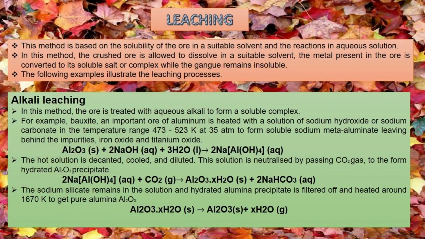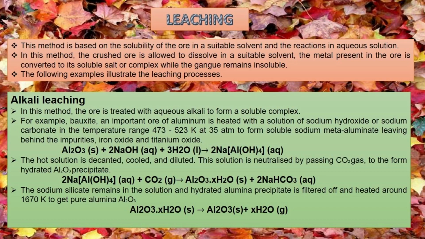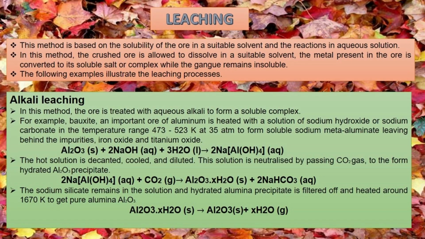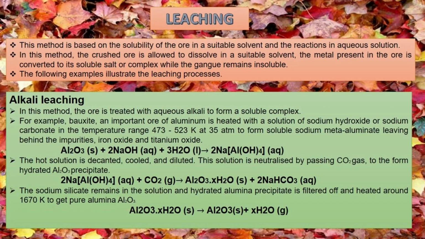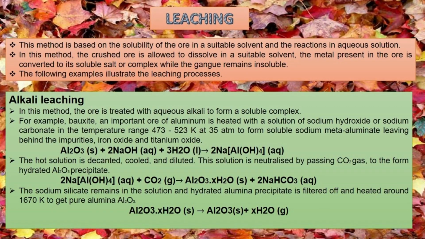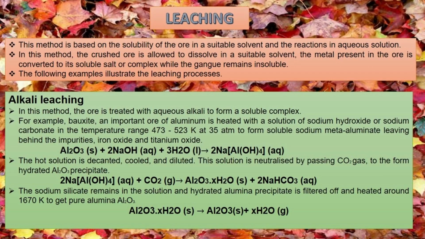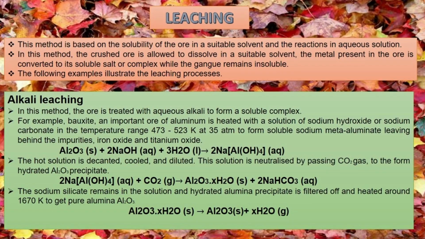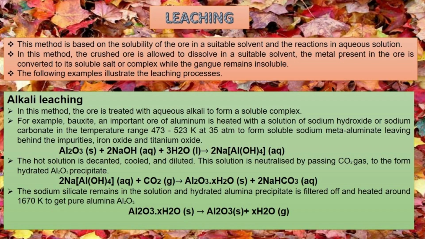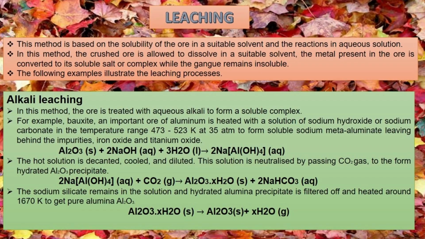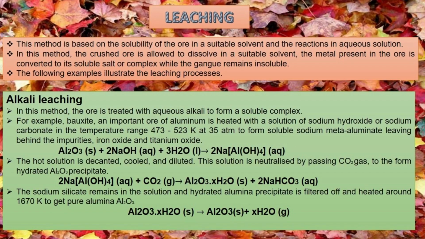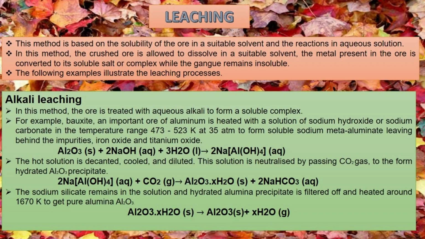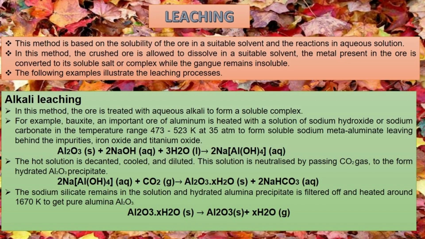The last method to concentrate ore in our syllabus is leaching. In this method, the powdered ore is dissolved in a suitable solvent. So the metal present in the ore will be converted to a soluble salt or complex, while the gangue particles will remain insoluble. Thus, the ore and the gangue particles can be separated. We are going to discuss two examples of the leaching process. One is alkali leaching and another one is cyanide leaching.